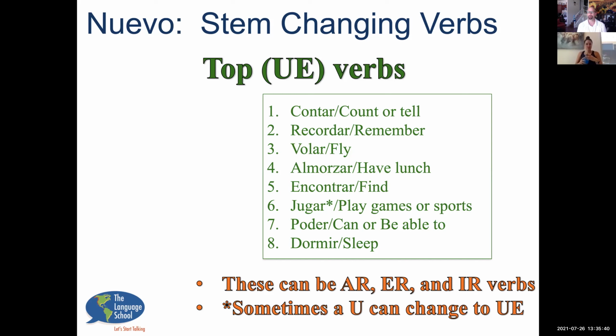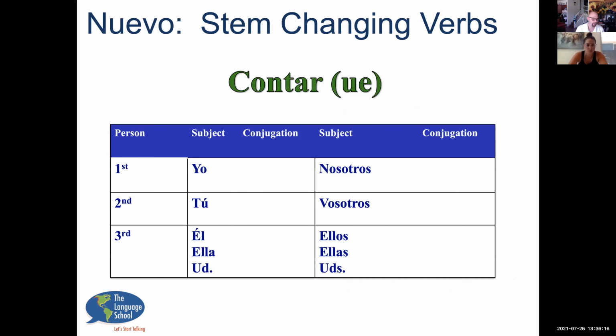Recordar, to remember, volar, to fly, almorzar, to have lunch, encontrar, to find. Okay. Jugar is to play games or sports. Can you conjugate that for me? Juego. Yeah, so most of this rule typically applies to verbs that have an O in it, and jugar is kind of a little exception because it is a U that changes. Dormir, duermo. Okay. Muy bien, vamos a practicar.